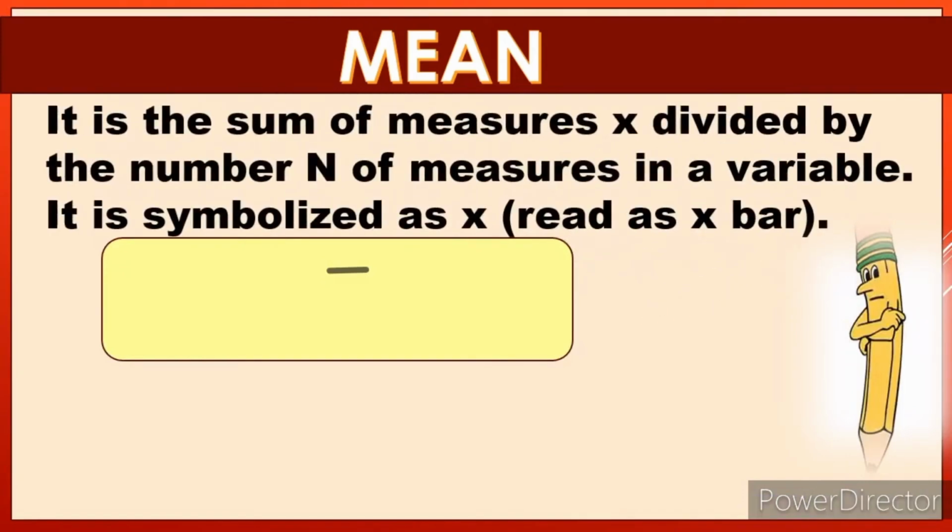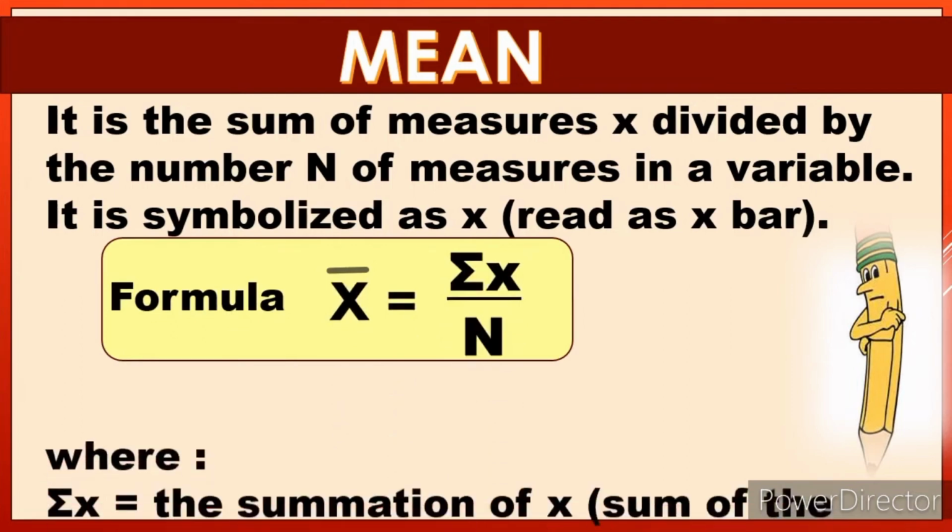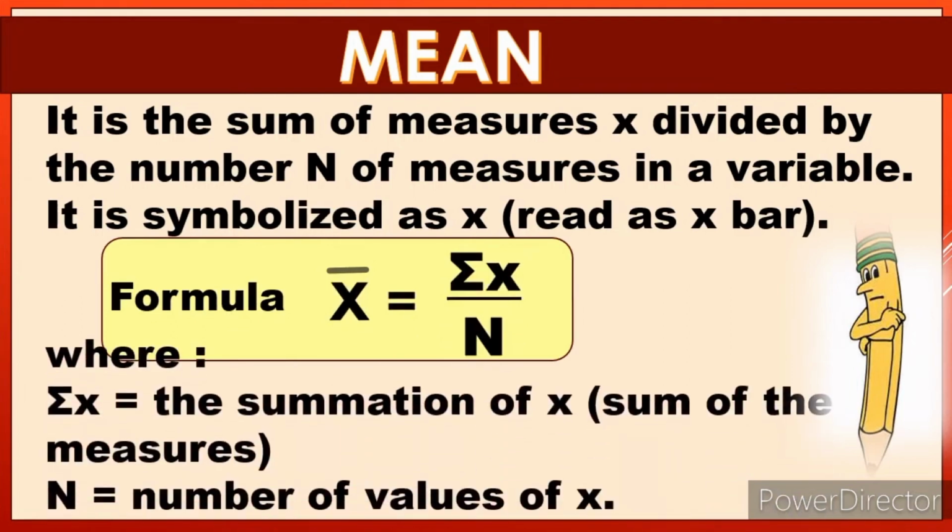Now let's continue. It is the sum of the measures of x divided by the number n of measures in a variable. In symbol we have this one, read as x bar. So this is the formula: x bar equals the summation of x over n, where summation of x is the sum of the measures and n is the number of values of x. These are the definitions of mean.